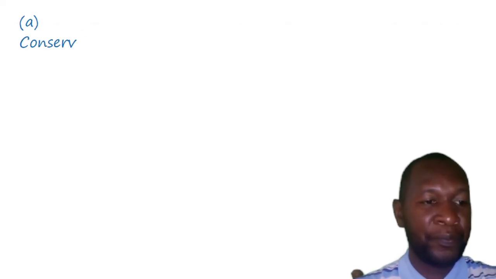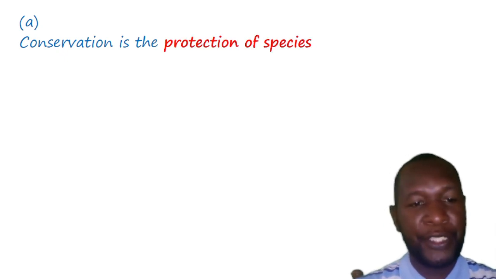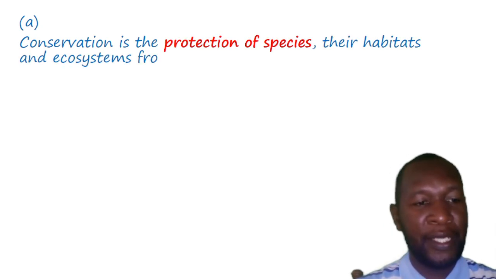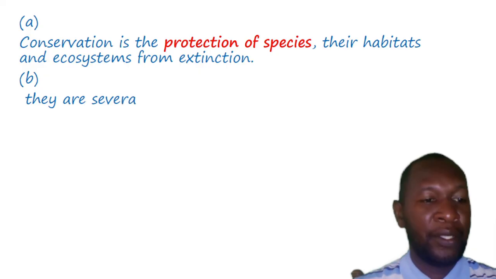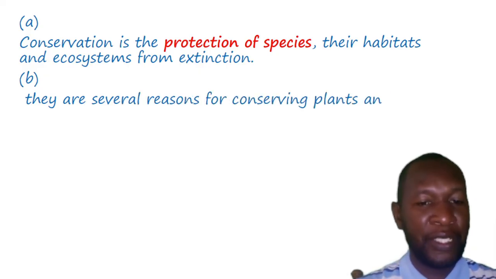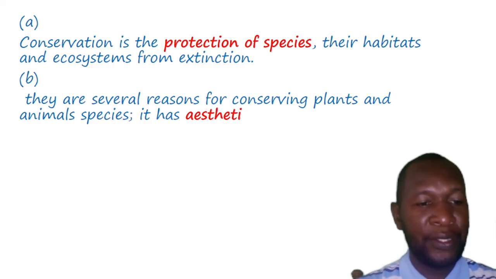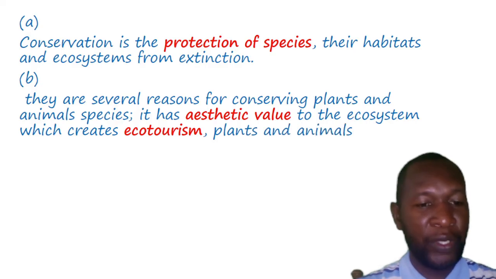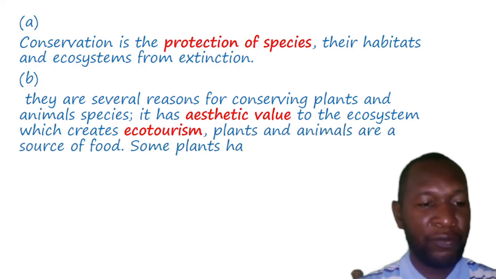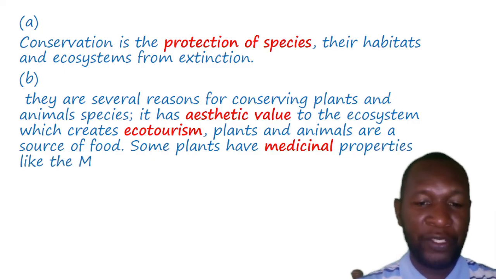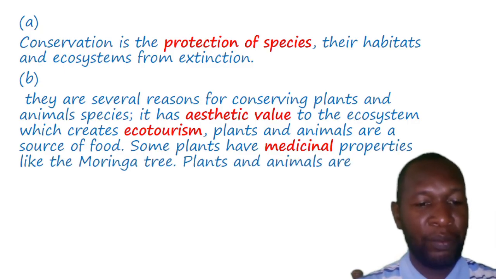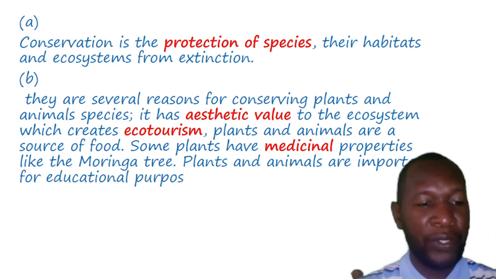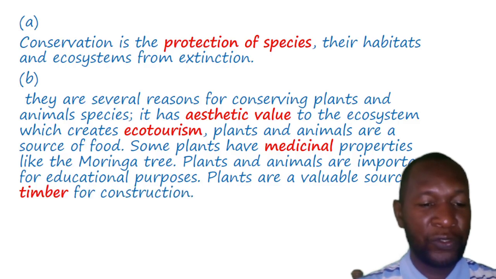Part A. Conservation is the protection of species, their habitats, and the ecosystems from extinction. Part B. There are several reasons for conserving plant and animal species. It has an aesthetic value to the ecosystem, which creates ecotourism. Plants and animals are sources of food. Plants have medicinal properties, like the moringa tree. Plants and animals are important for educational purposes. Plants are a valuable resource for timber for construction.